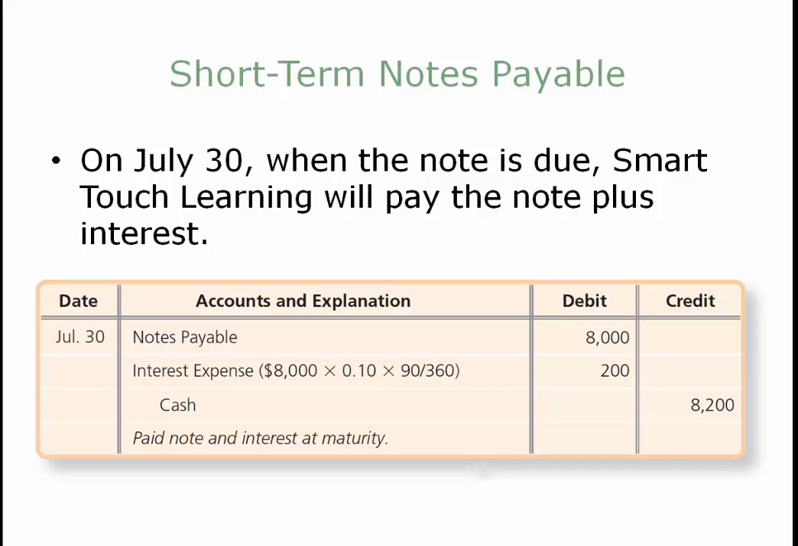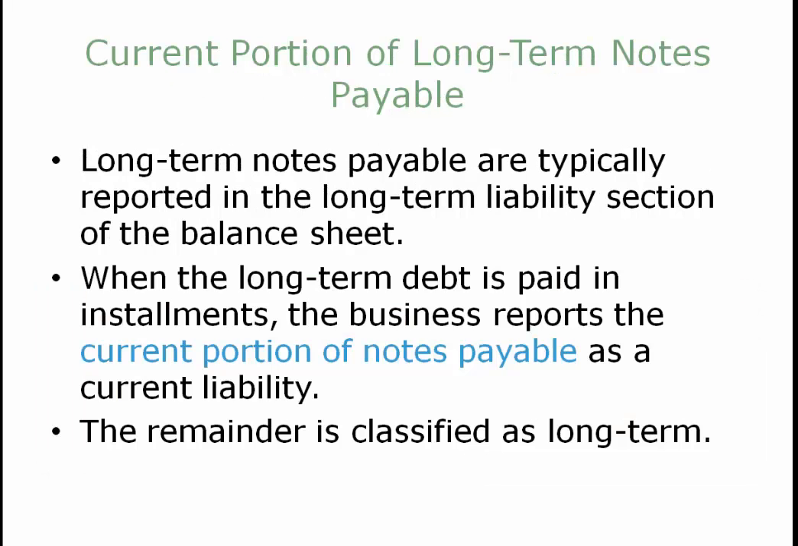When they pay that and the note comes due after 90 days, they're going to debit notes payable to extinguish it. They're going to debit interest expense, and they're doing 8,000 times 0.10, which is the 10%, times 90 days, 90 divided by 360, not 365. And it says their interest expense is $200, and they're going to credit cash for $8,200.